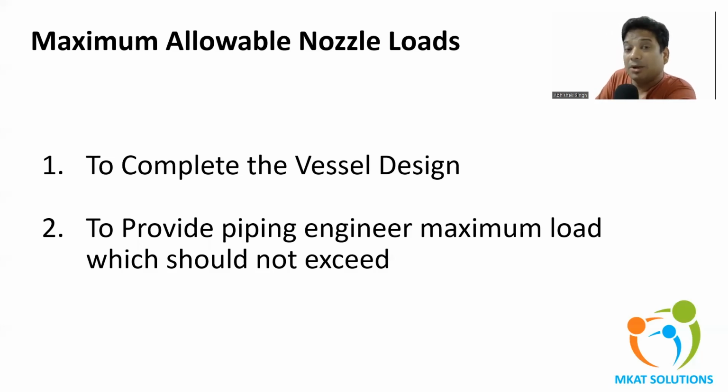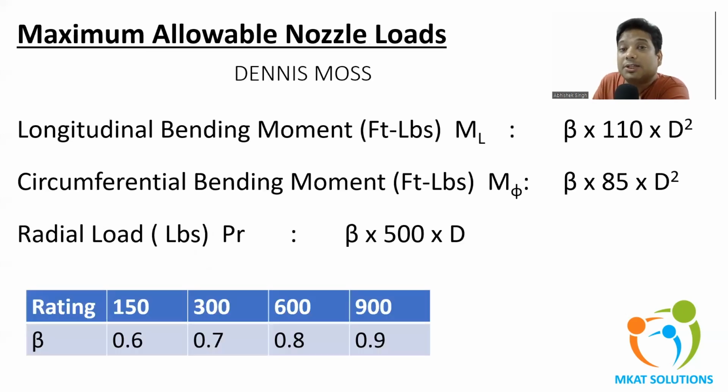Now let us see how we calculate these loads if there is no EIL standard available, or we don't have to follow that, or the client specification does not mention the maximum allowable load on the nozzle. Then how will we do that? There the Dennis Moss book comes into the picture, and that is the book you can follow to calculate these 3 loads.